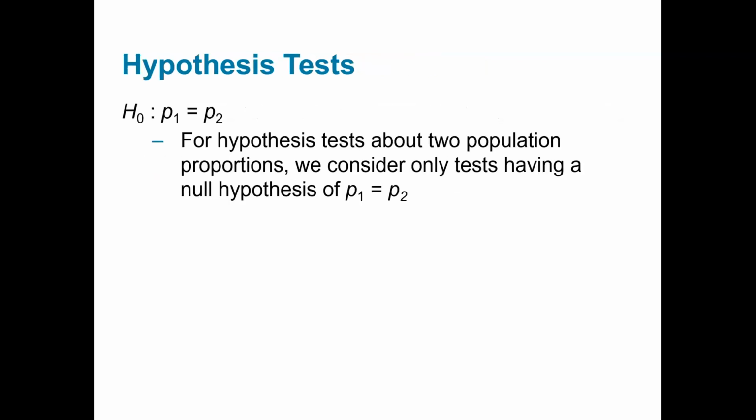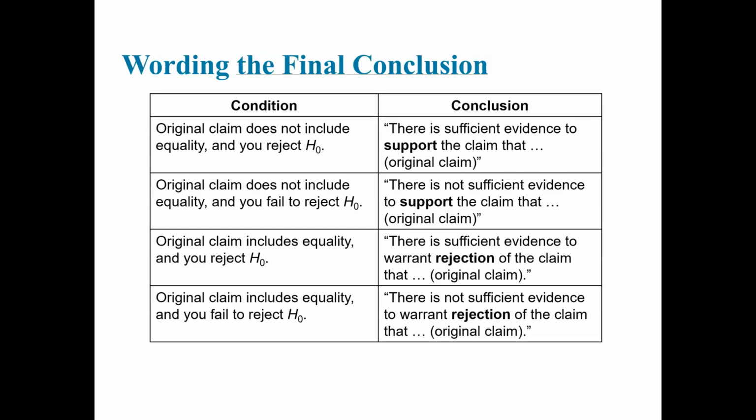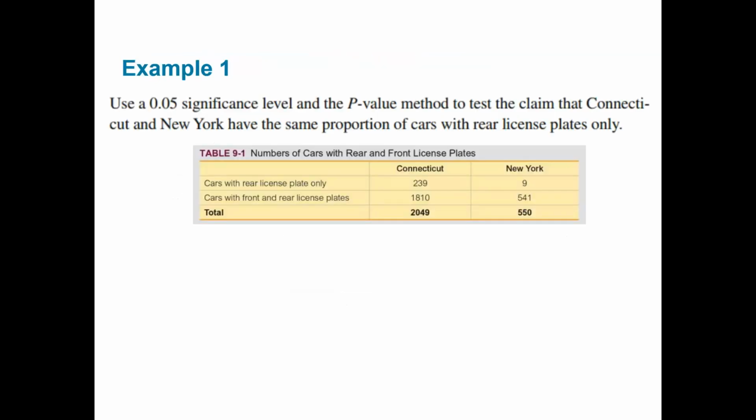So in this case, the null hypothesis is going to be when p1 equals p2. So basically the two population proportions are equal. We've seen this wording, we'll continue to use the same wording, and then let's get started. So use a 0.05 significance level in the p-value method to test the claim that Connecticut and New York have the same proportion of cars with rear license plates only.